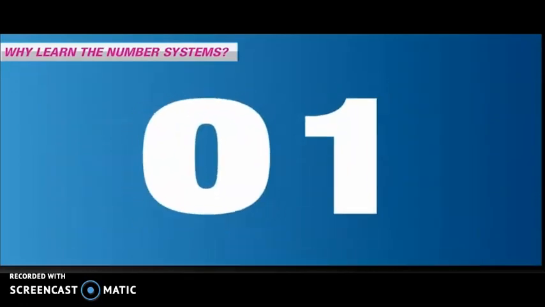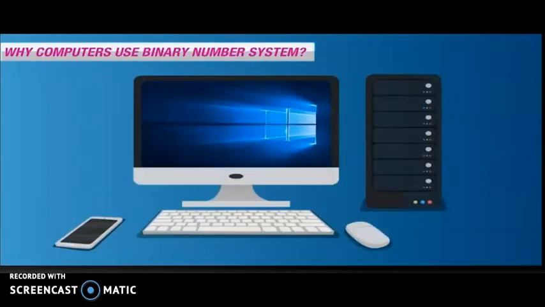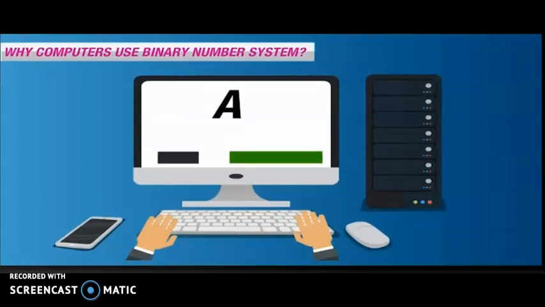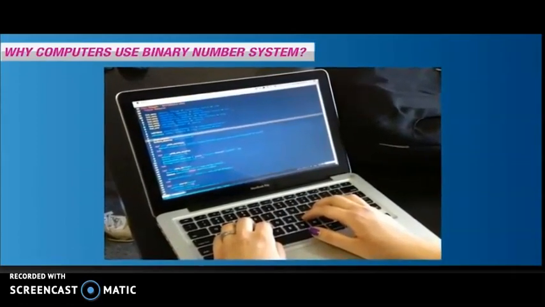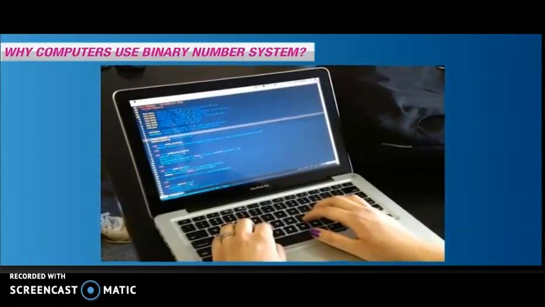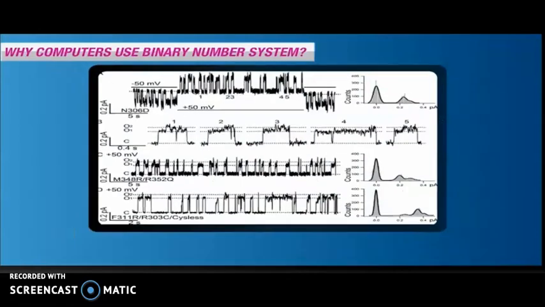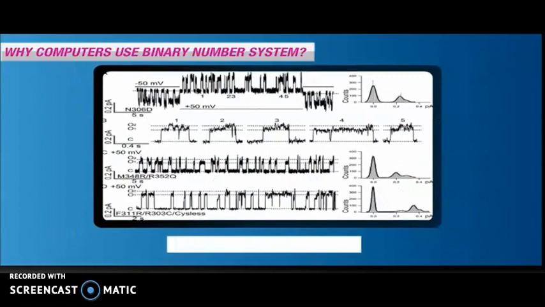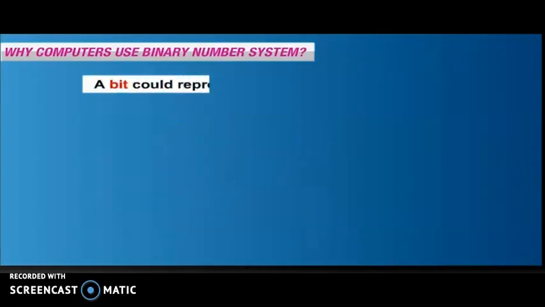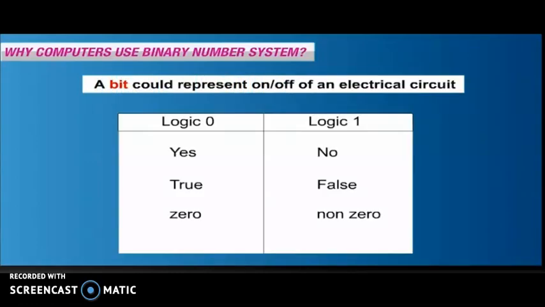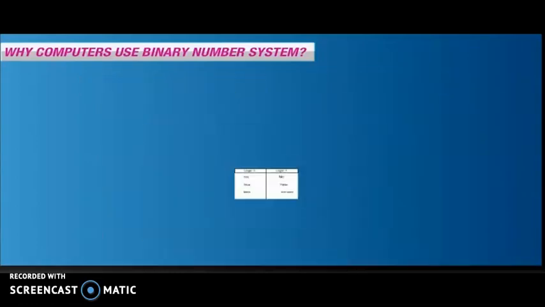So what is the decimal number system? The ones we use generally are known as decimal numbers: 0, 1, 2, 3, 4, 5, 6, 7. But does the computer understand these decimal numbers? No. It understands only binary numbers. For that sake, we convert all these decimal numbers into a combination of zeros and ones. This is how it can be represented. Zeros and ones sequences: 0 means off, 1 means on. So a bit could represent on and off. It can be used in an electric circuit also.